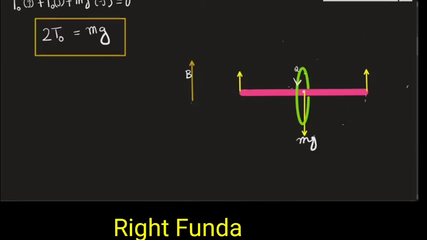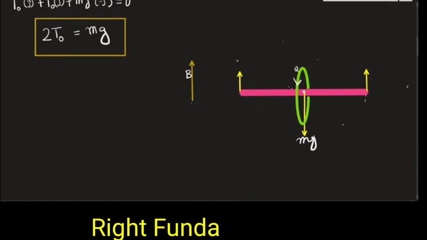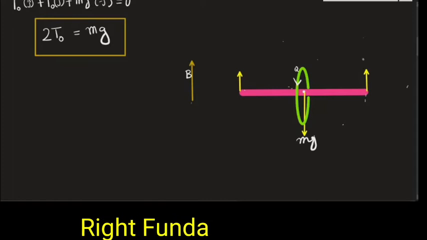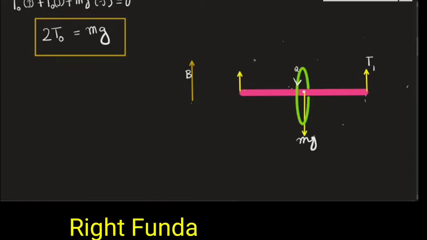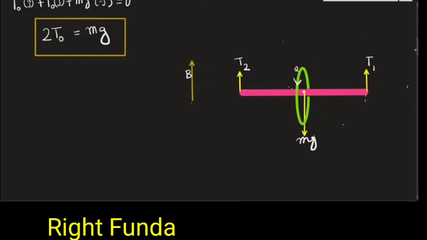Tensions. Now the tensions no longer will be the same. Why? They will not be the same. Suppose I give the name of this T1, and this T2. Two names I've given. Tensions are T1 and T2.